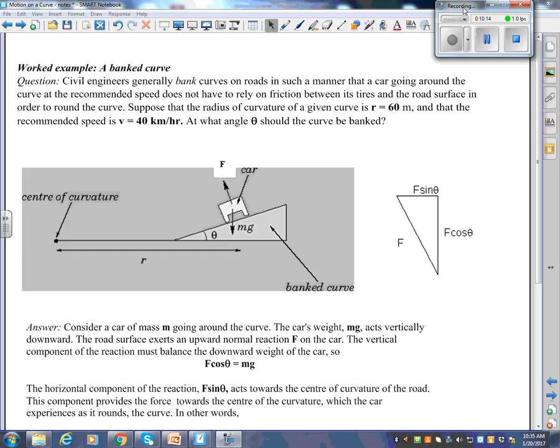Civil engineers generally bank curves on roads in such a manner that going around the curve at the recommended speed does not have to rely on friction between its tires and the road surface in order to round the curve. Suppose that the radius of curvature of a given curve is 60 meters and that the recommended speed is only 40. At what angle theta should the curve be banked?